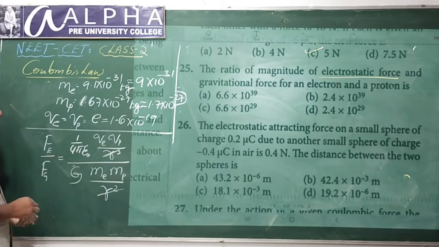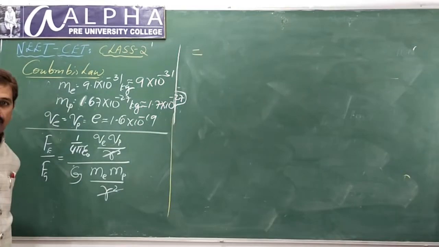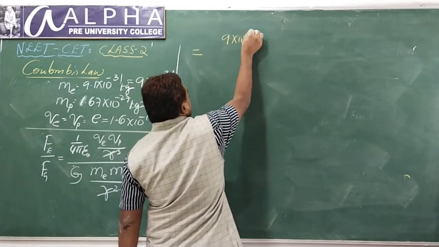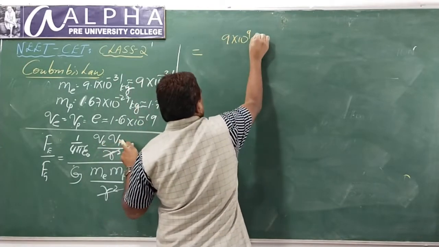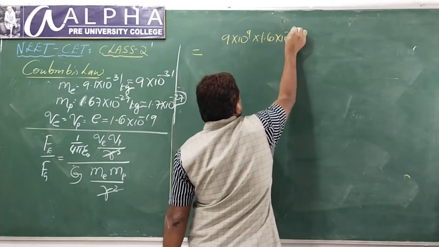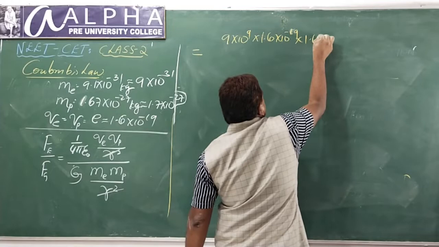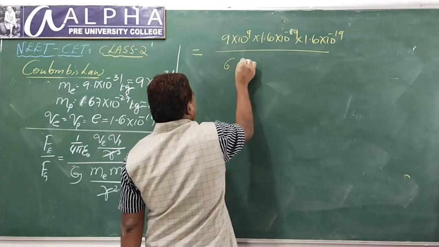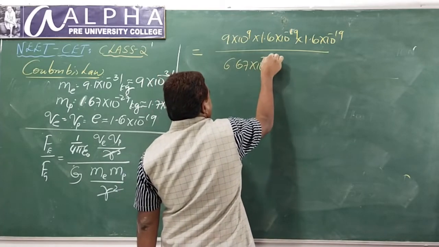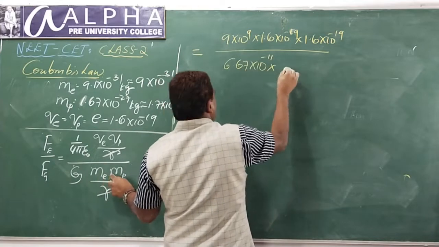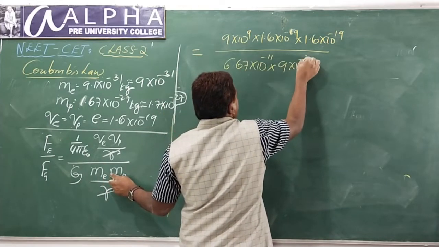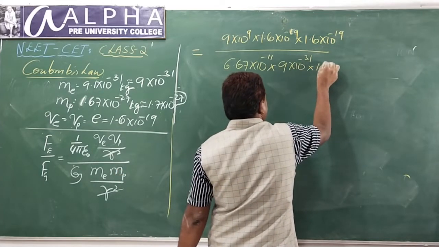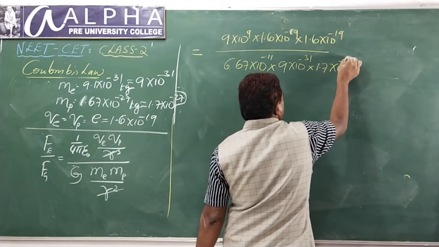And you can write the values. Okay students, write the values. 1 by 4 pi epsilon 0, 9 10 to the power 9. The value of QE QP, 1.6 10 power minus 19 and again 1.6 10 power minus 19, divided by the value of G. What is that? Nearly 6.67 10 to the power minus 11. You know the value of the gravitational constant. Mass of electron nearly 9 10 power minus 31, and mass of proton, that is 1.7 nearly 10 to the power minus 27.